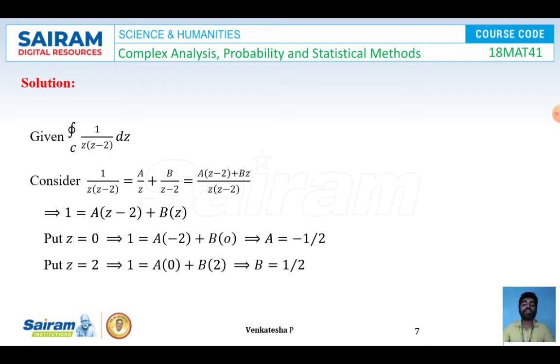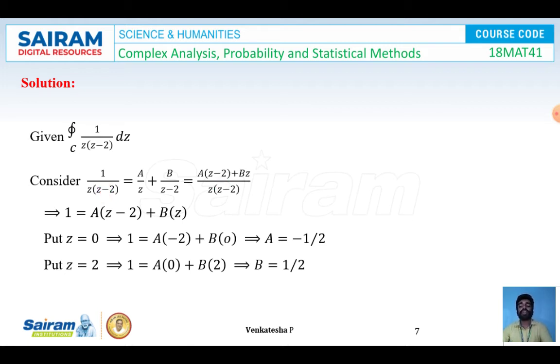Now the first thing is we have to expand the expression 1/(z(z-2)) using the partial fraction method. So consider 1/(z(z-2)) = A/z + B/(z-2). By taking LCM, we get (A(z-2) + Bz) divided by z(z-2). We can cancel the denominator z(z-2) on both sides.